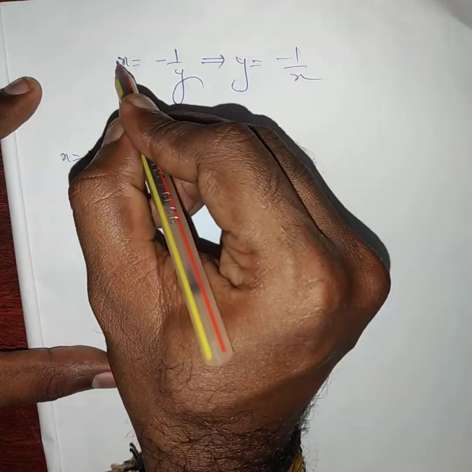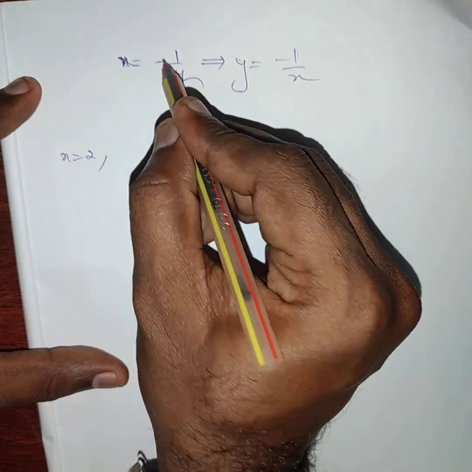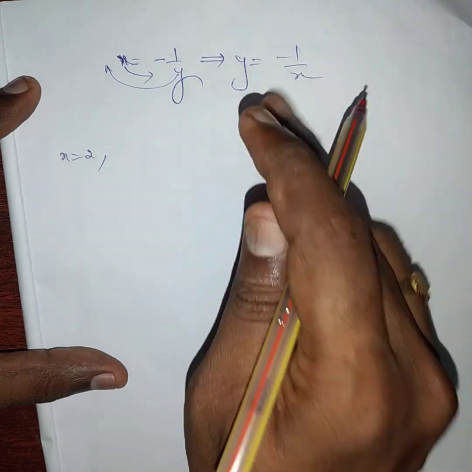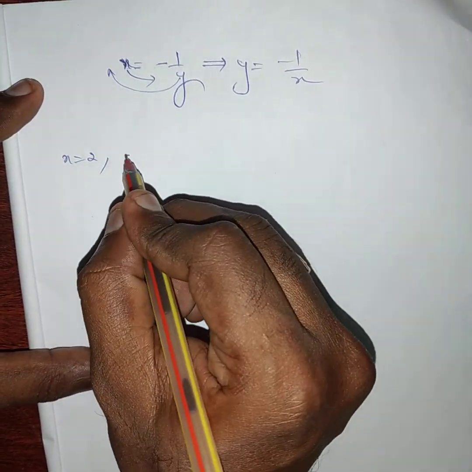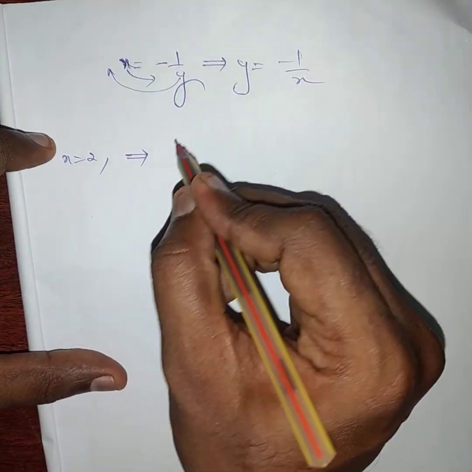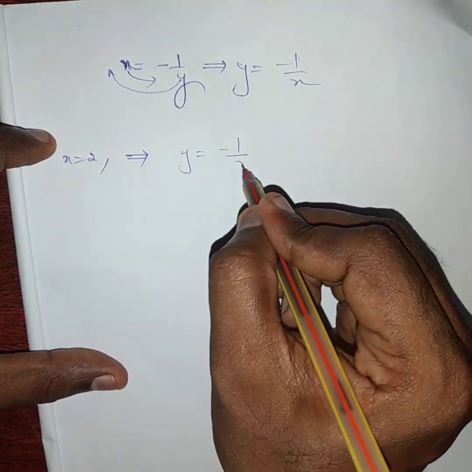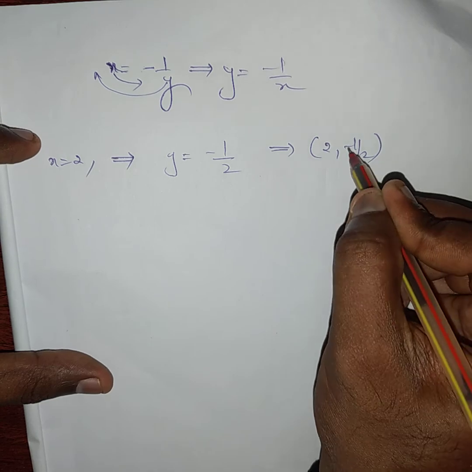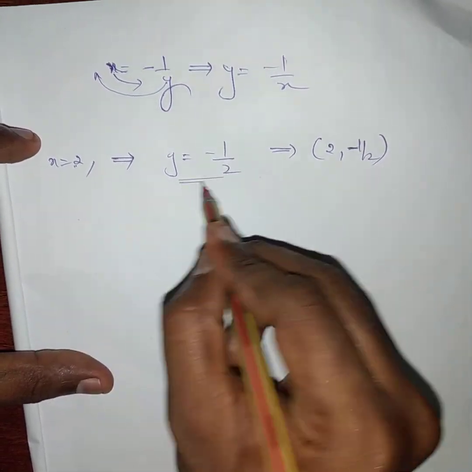If, instead of x is equal to minus 1 by y, we let y move this side and x come this side, so y is equal to minus 1 by x. First I am going to take x is equal to 2, which implies y is equal to minus 1 by 2. So what is the point? The point is nothing but 2 comma minus 1 by 2.